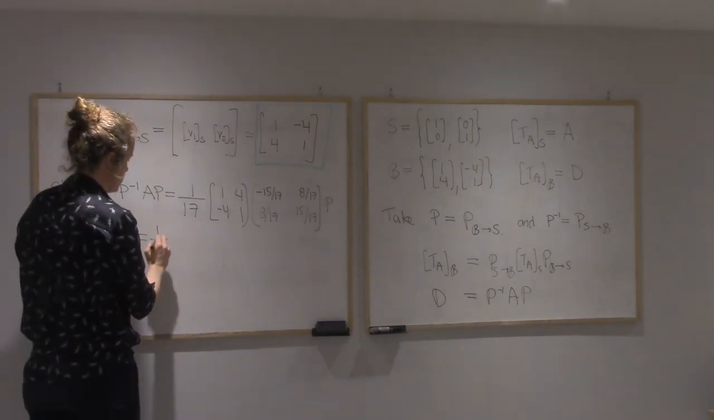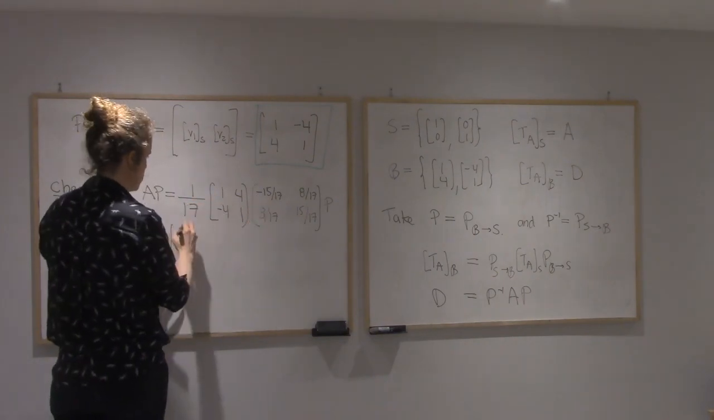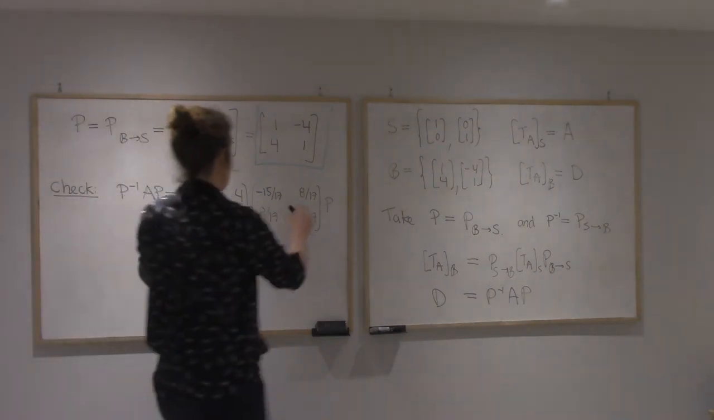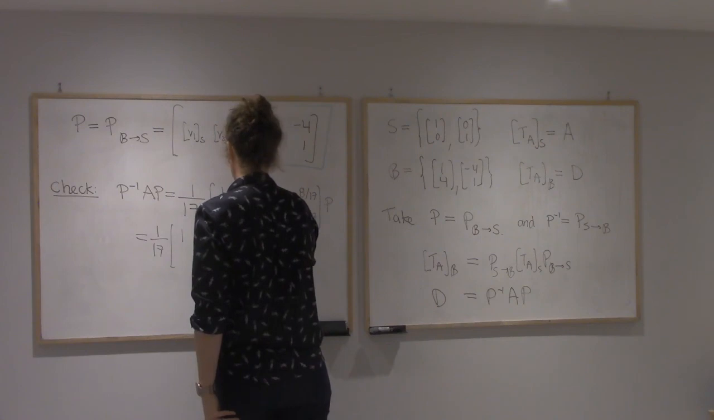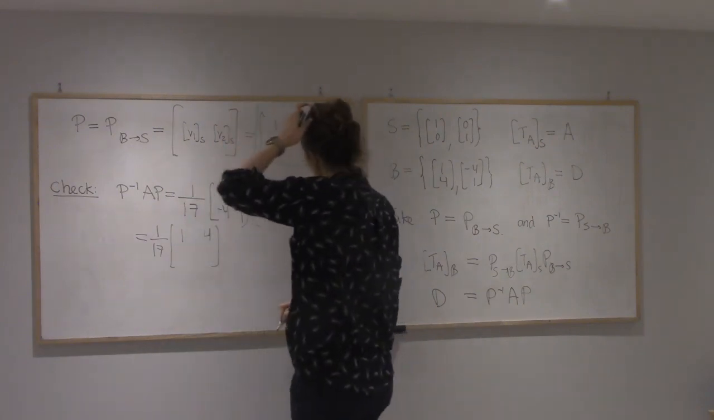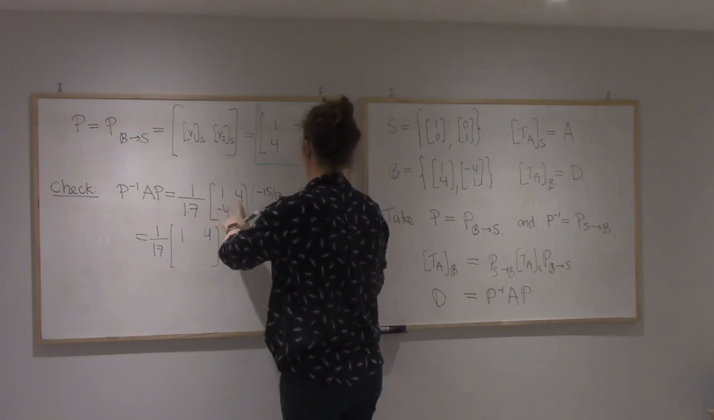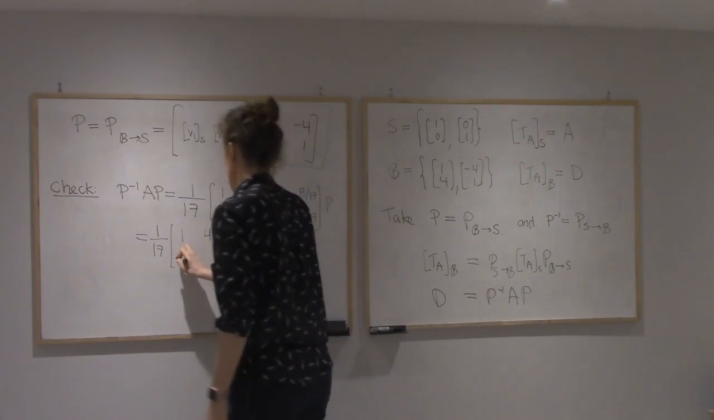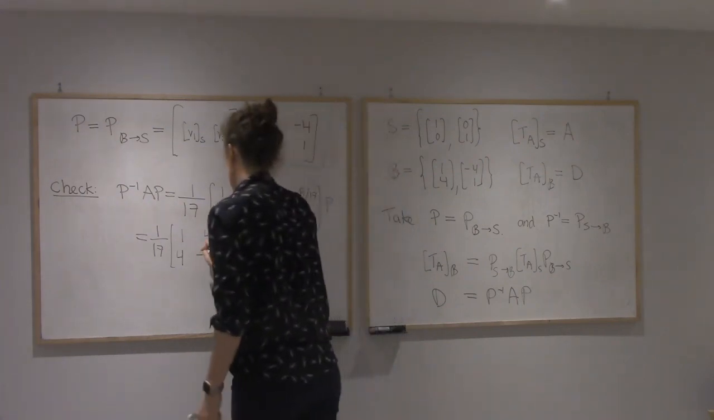Here I have 1 over 17, minus 15 plus 32, so that's 17 over 17, that's 1. Here I have 8 plus 60, so that will be 4. Here I have 8 plus 60, that's 4. I have 60 plus 8, I have 4 again. And I have minus 32 plus 15, I have minus 1.